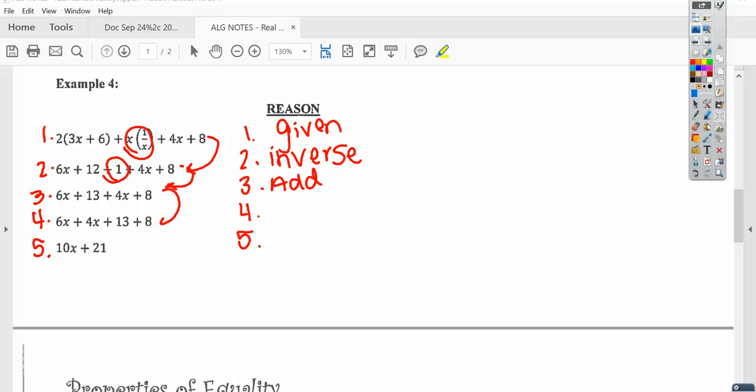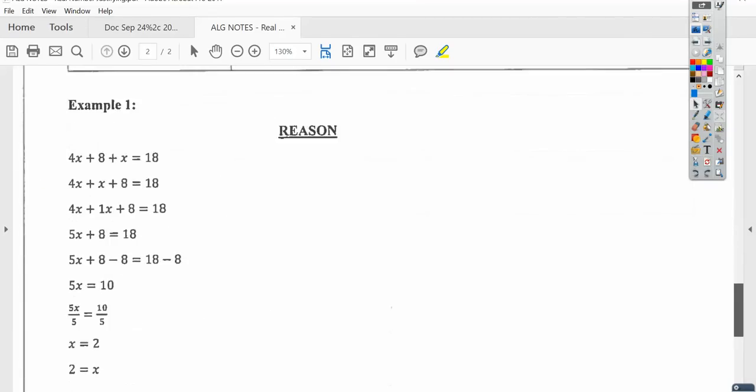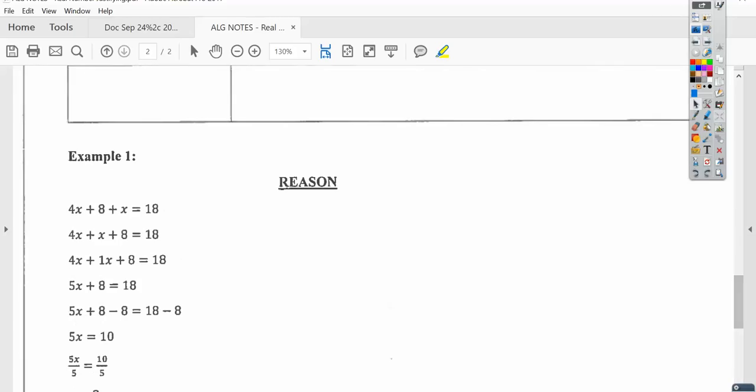Step 3 to step 4, what physically changed? 4x and 13 switched places, so that's the commutative property of addition. And step 4 to step 5, they just combined like terms, so I added. So notice on all of these problems are expressions, they're not equations. So if you flip your paper, we have examples that have equations on them.